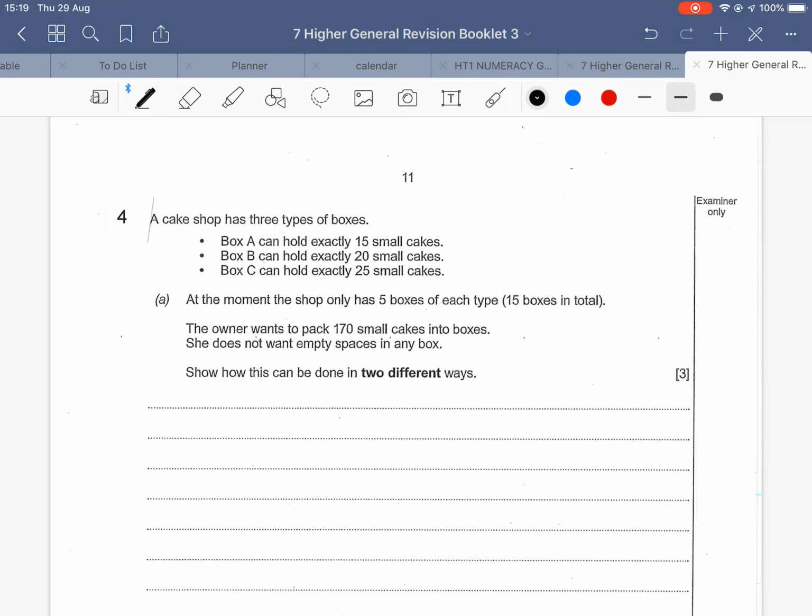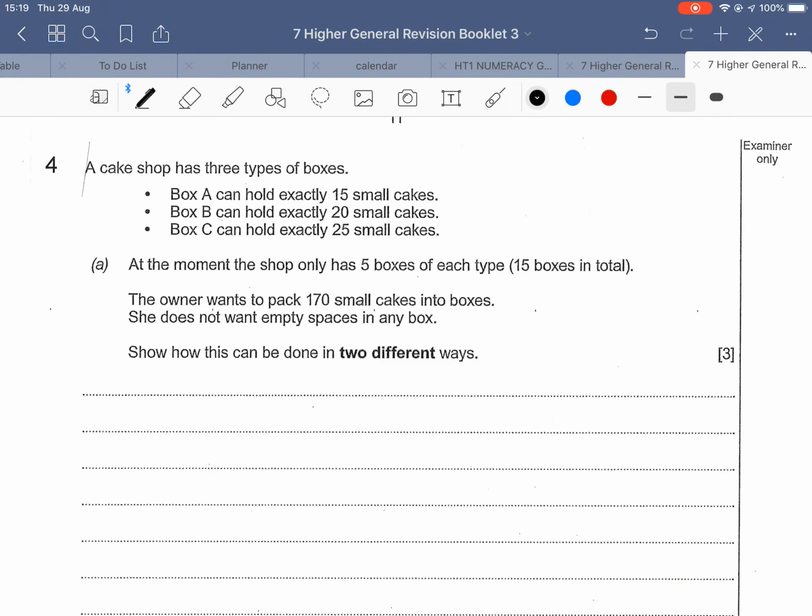Okay, question 4. A cake shop has 3 types of boxes. Box A can hold exactly 15 small cakes. Box B can hold exactly 20 small cakes. Box C can hold exactly 25 small cakes. At the moment, the shop only has 5 boxes of each type. The owner wants to pack 170 small cakes into boxes. She does not want empty spaces in any box. Show how this can be done in 2 different ways.